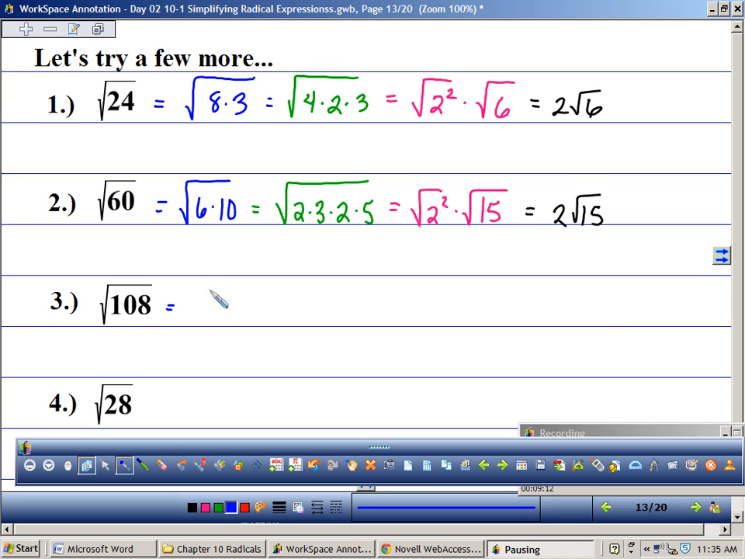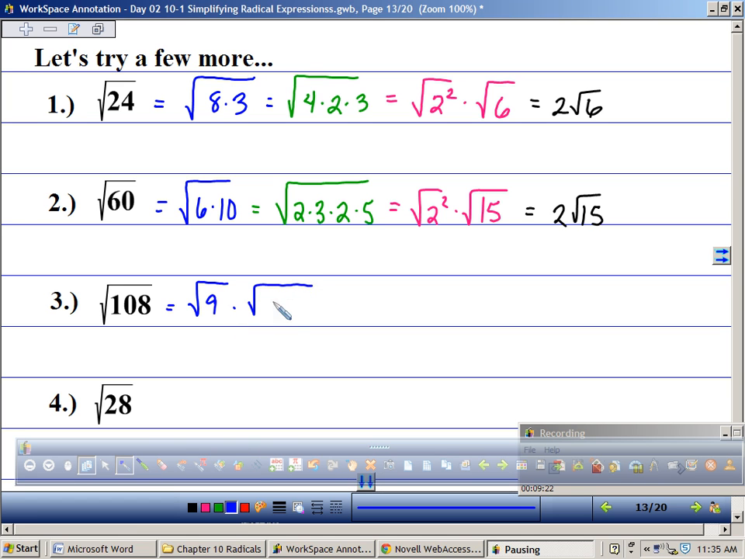Got this one. Let's step it up a notch. Couldn't I say 9 times, let's break up 12. 4 times 3. Everybody see how I did that? Can I do that? What property am I using as I'm doing this? Commutative, good. I can break things up, move them around, right?